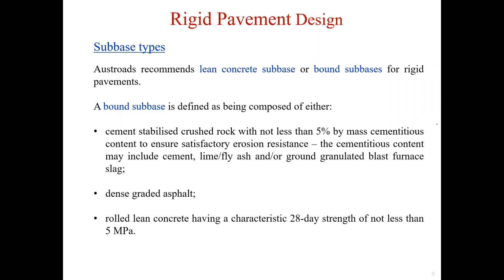In terms of subbase for rigid pavement, the guideline recommends lean concrete subbase or bound subbases. A bound subbase is composed of either cement stabilized crushed rock with no less than 5% by mass cementitious content. This is to meet erosion resistance requirement. Other types of bound subbase are dense graded asphalt or rolled lean concrete with characteristic 28-day strength equal to or greater than 5 megapascal.